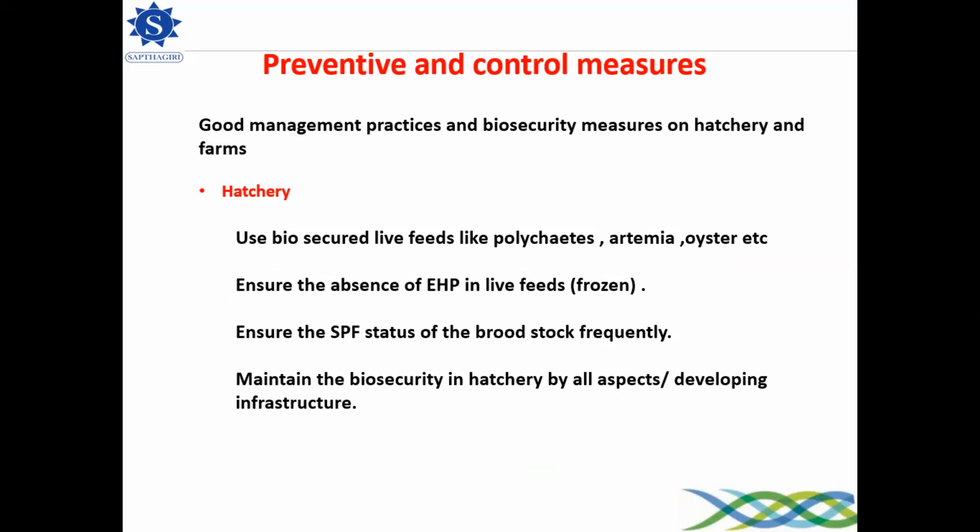The best available method to ensure EHP-free live feeds is to freeze them. Even though the quality of the output from the hatchery may be reduced, the frozen live feeds ensure complete biosecurity from EHP. EHP is inactivated at different temperatures like 4 degrees, -20, or -80, and -80 or quick freezing is the best reliable method to inactivate EHP spores, especially from polychaete, oyster, and Artemia biomass.